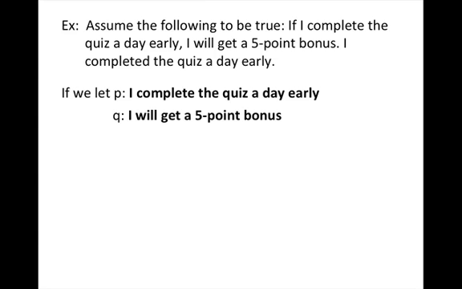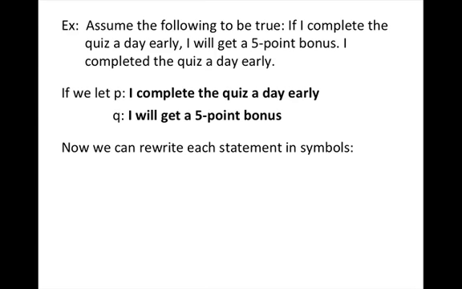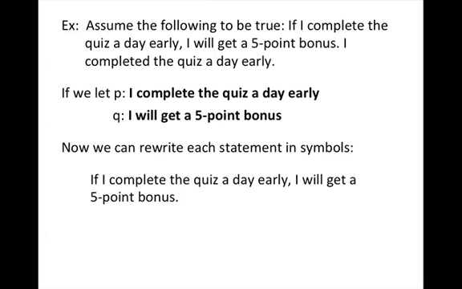But you list these in the order they're given. So I let P be, I completed the quiz a day early, because that was the first statement I was given. I let Q be, I will get a 5-point bonus, because that was the second statement I was given. When you're giving these basic premises, you leave out words such as if, nots, ands, and thens. Now we can rewrite each statement in symbols. So if I complete the quiz early, I will get a 5-point bonus. This is an if-then statement. The hypothesis was a P and the conclusion was a Q. So I have P implies Q.